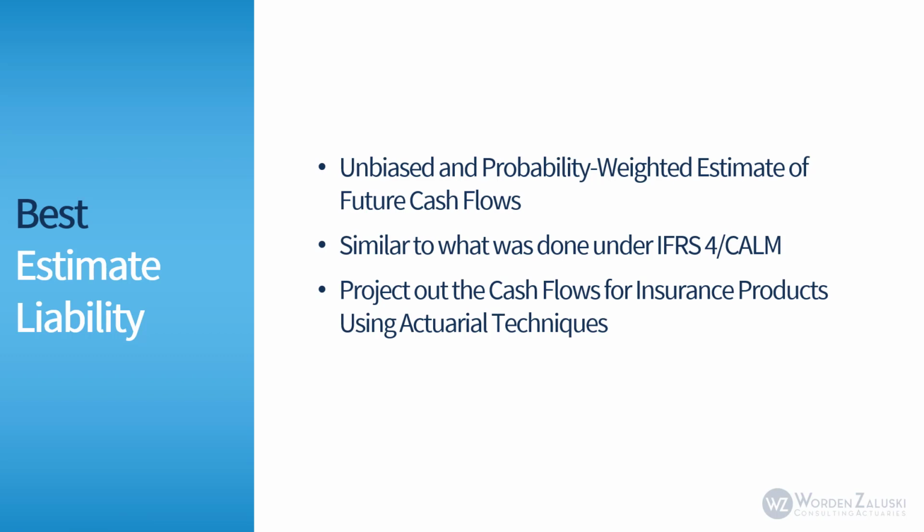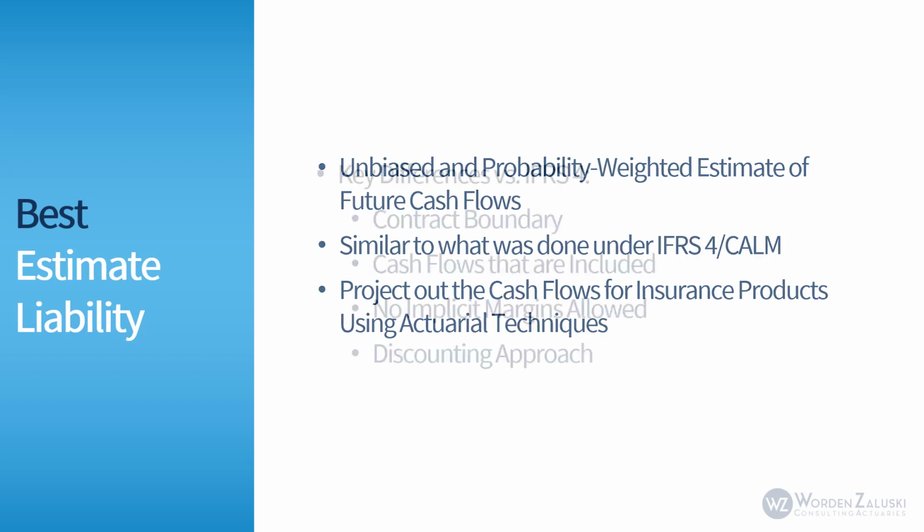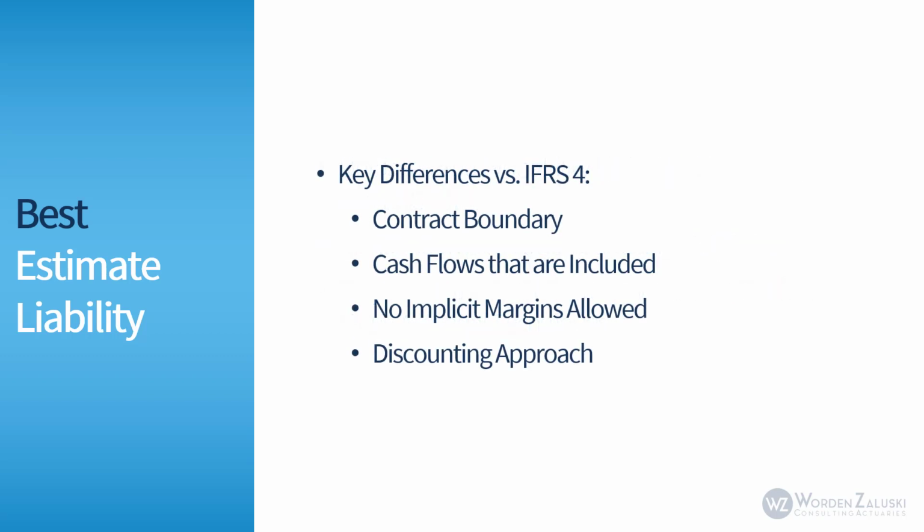So what is the best estimate liability? The definition is an unbiased and probability-weighted estimate of future cash flow. What that means is it's basically our expected value of the future cash flows discounted back to the valuation date. It's similar to what was done under IFRS 4 or COM, but there are some key differences. We still project out cash flows for insurance products using actuarial techniques, but there are some big key differences versus IFRS 4. The first, and I'll explain this in a bit, is the concept of a contract boundary.